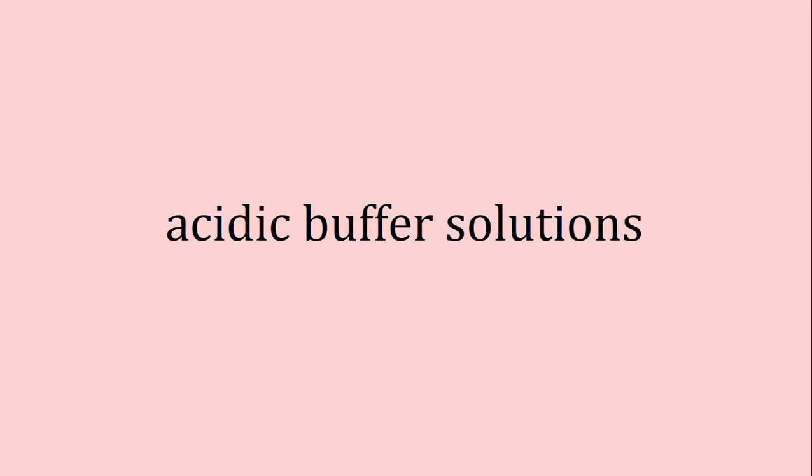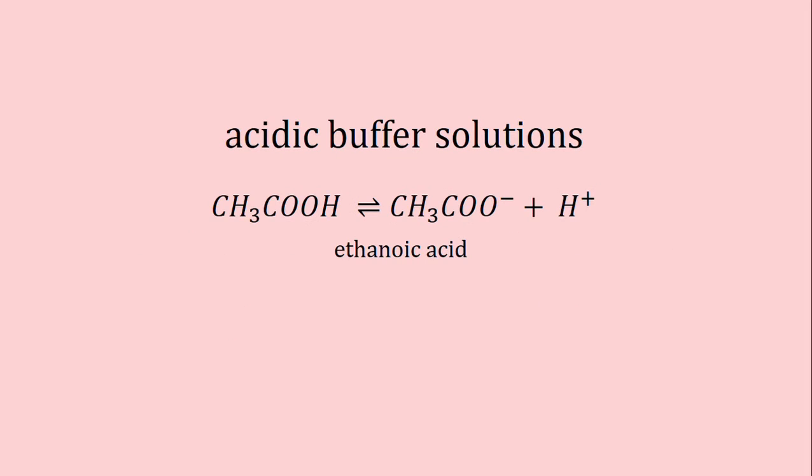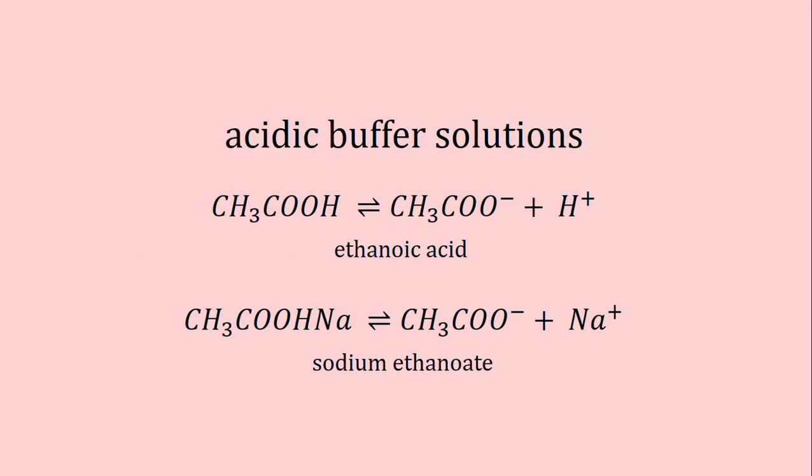An acidic buffer solution has a pH less than 7. Acidic buffer solutions are commonly made from a weak acid and one of its salts, often a sodium salt. A common example would be a mixture of ethanoic acid and sodium ethanoate in solution.